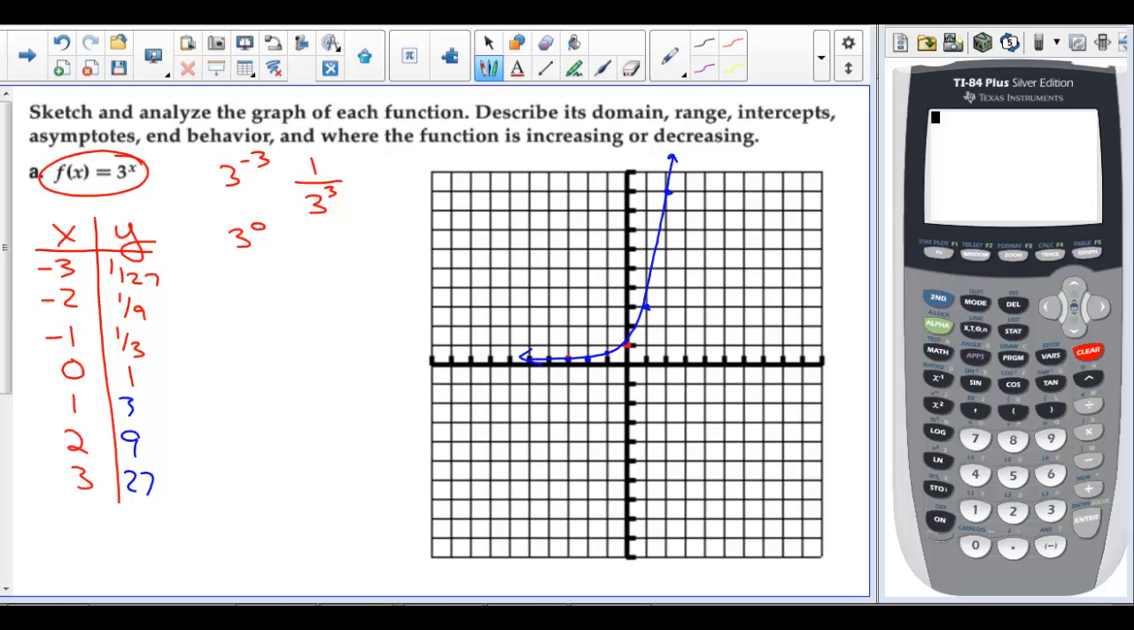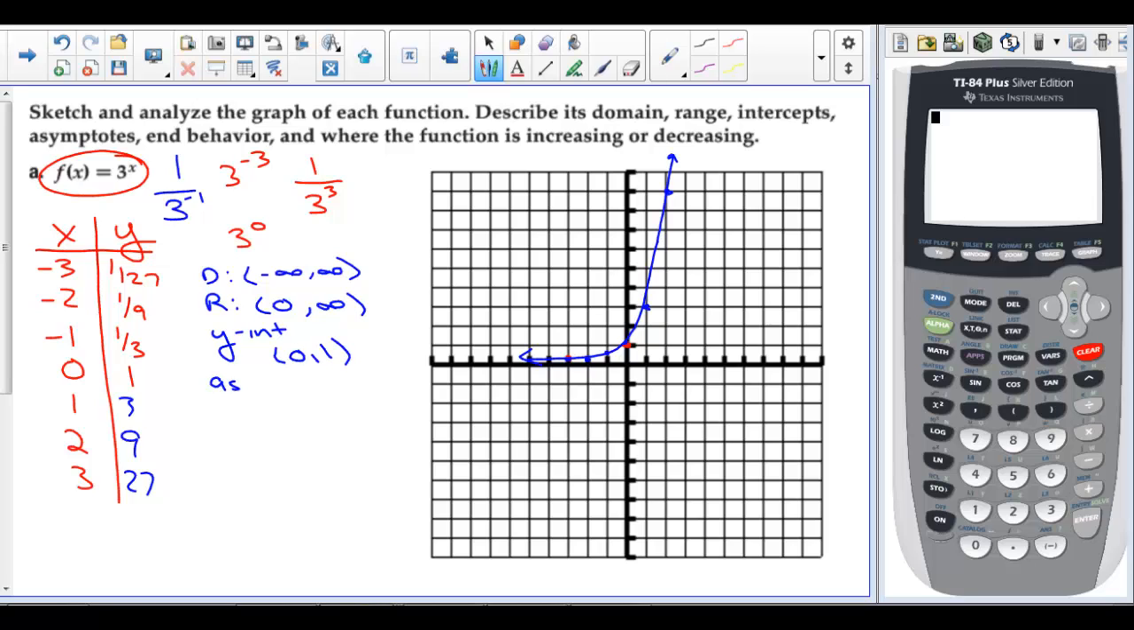Now, if we're going to answer all the questions, here we go. We got describe its domain: -infinity to infinity. There's no radicals. There could be a variable in the denominator, but even if the variable's in the denominator, 1 over 3 to the -1, you can't make the denominator 0. That's impossible. The range is 0 to infinity. We have a y-intercept at (0, 1) for this one.